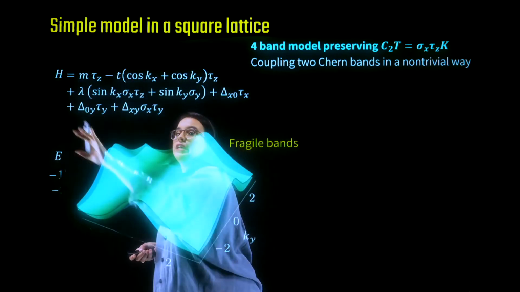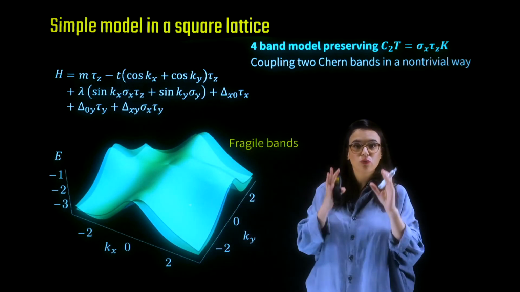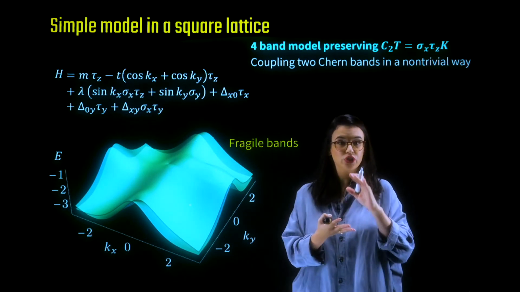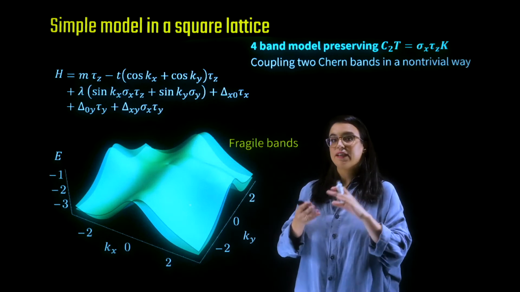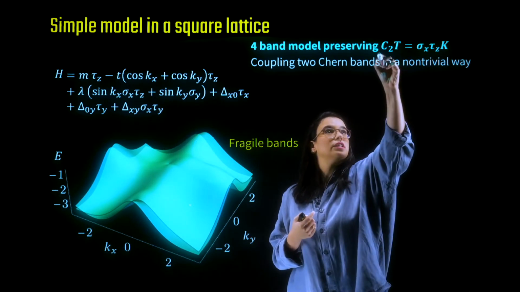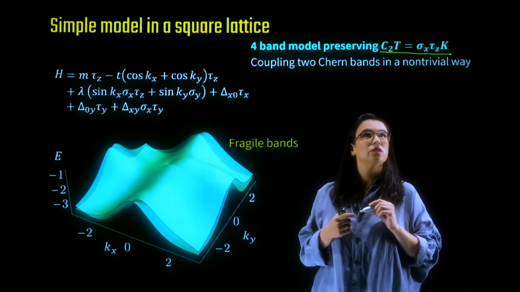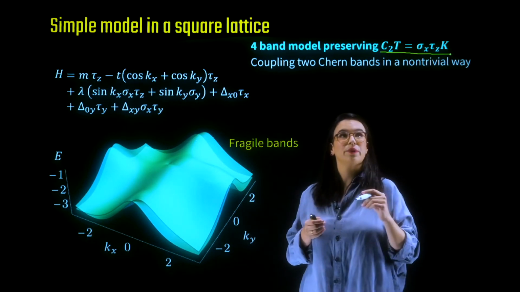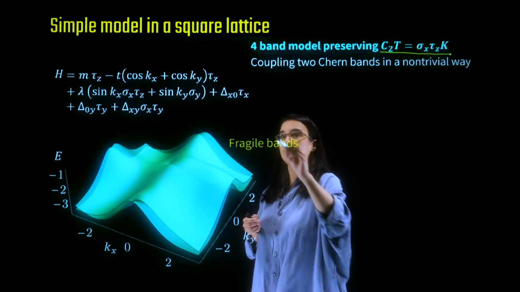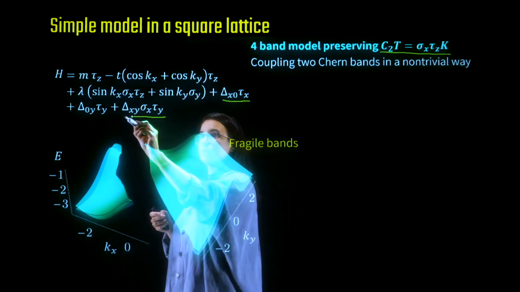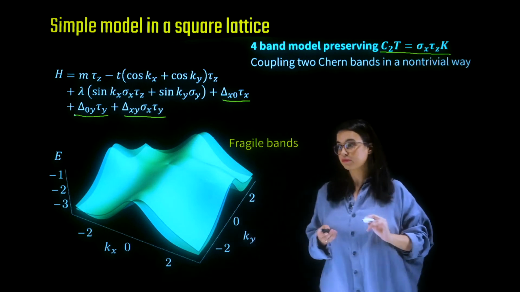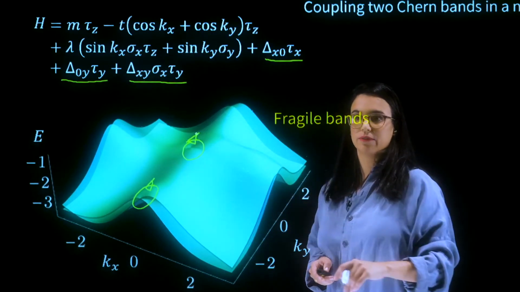Here is the model. It basically is nothing but two Chern bands coupled to each other. They have opposite Chern number, and they are coupled in a way that still preserves C2T symmetry. And here is the C2T operator in the four-band space, that is a sigma space but also a tau space, and we just include coupling terms that still commute with this operator. So we can see that these Dirac points have the same chirality.